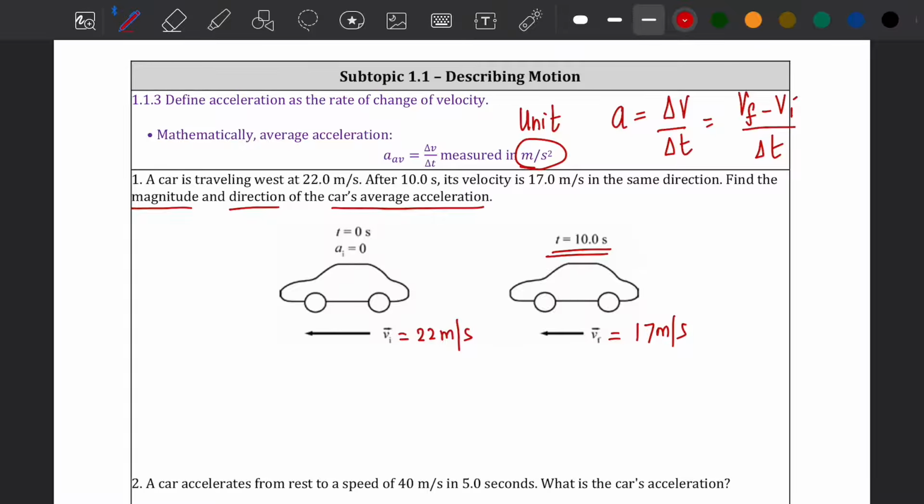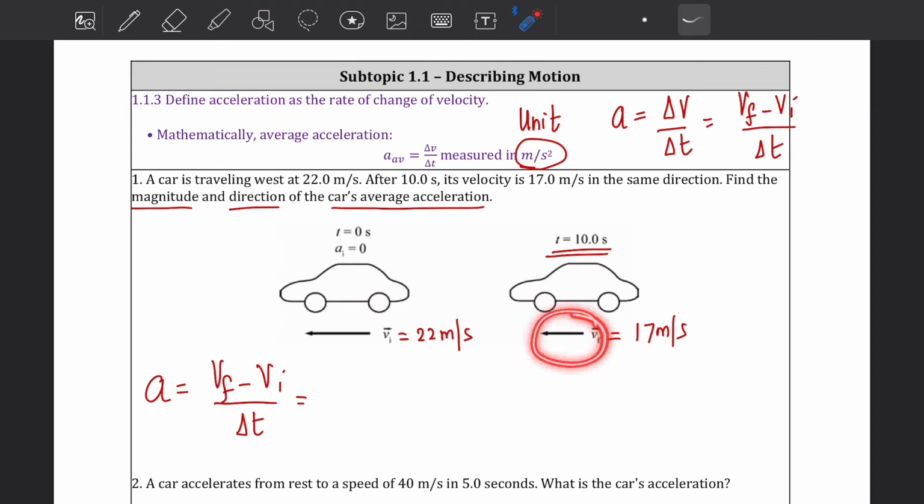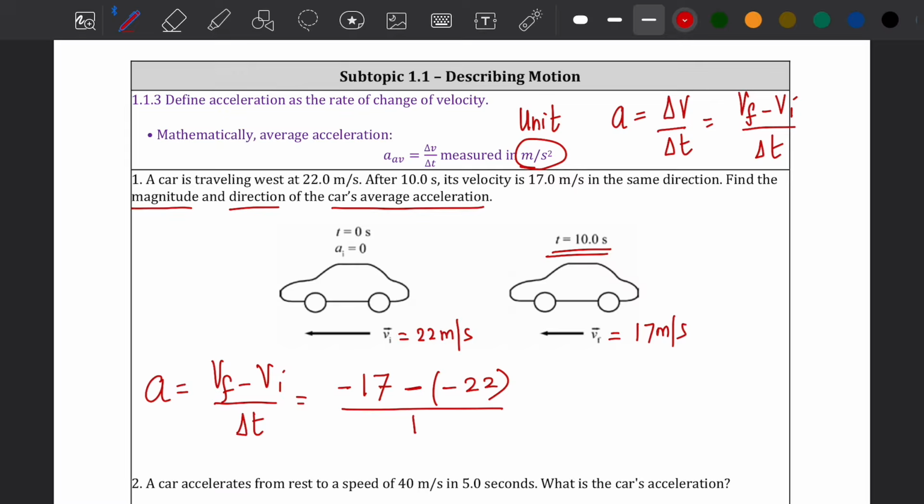So the first thing, we'll write the formula for acceleration, which is vf minus vi over delta t. Vf, the final velocity, is 17, but it is to the left, so we have to write it as negative 17, negative indicating that it's to the left, then minus, which is there in the formula itself, then start the bracket, and again negative 22. Over the time is 10. So this will be negative 17 plus 22 over 10, which you can calculate on the calculator, and that will come out as 0.5 meter per second square.